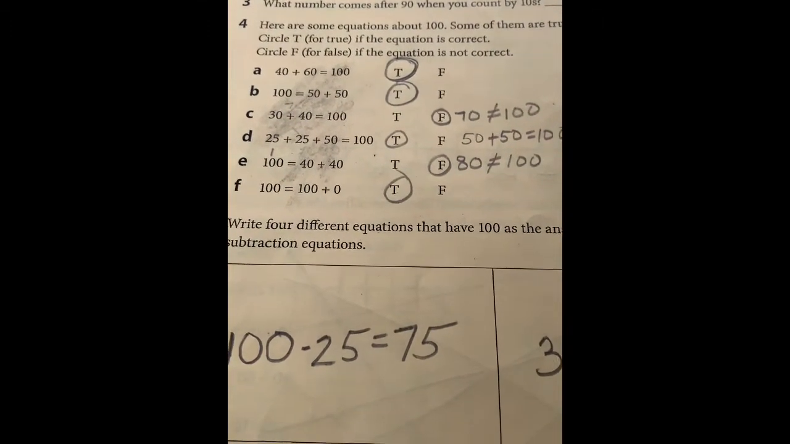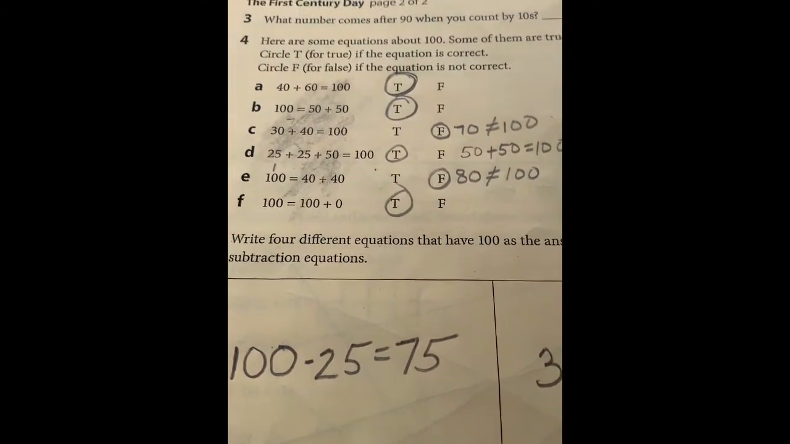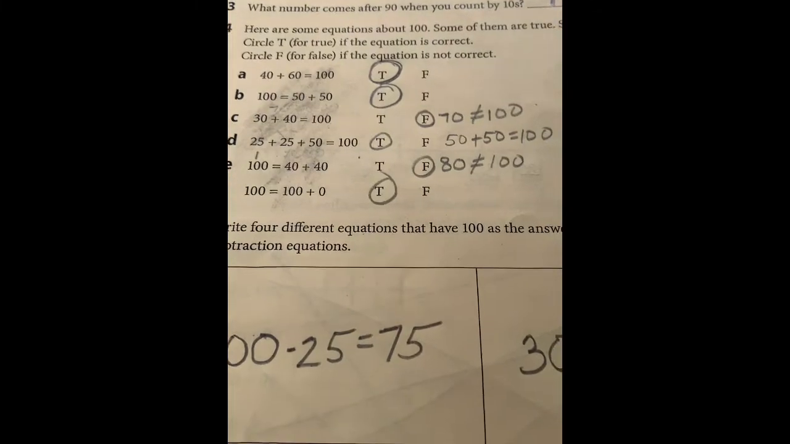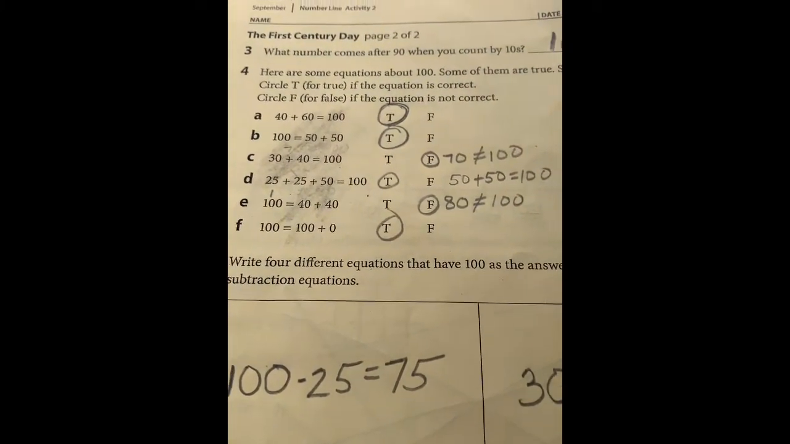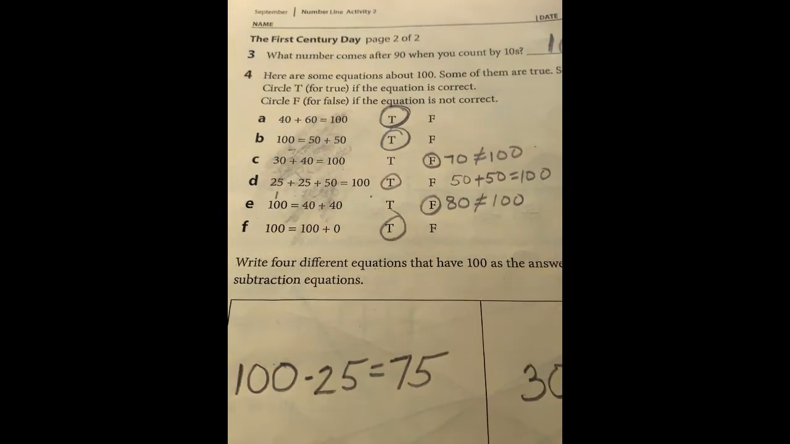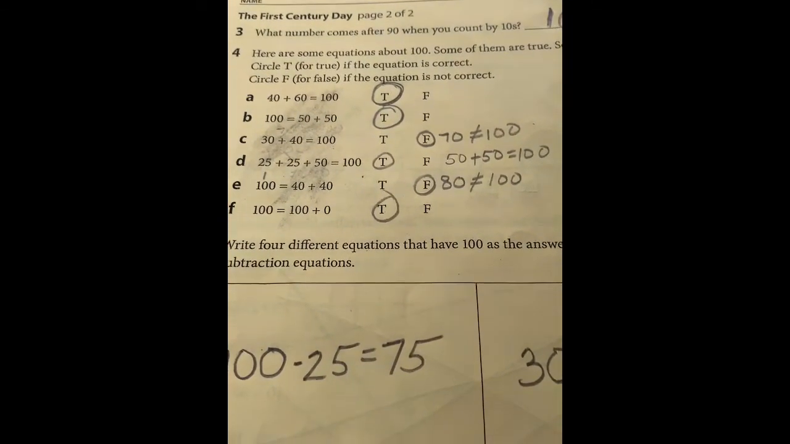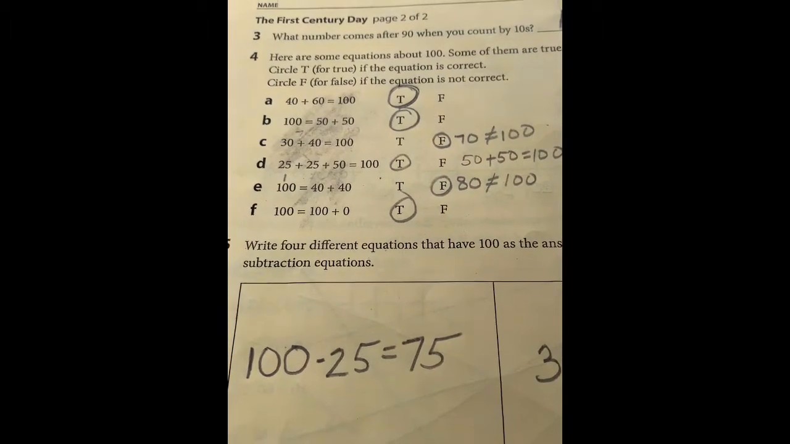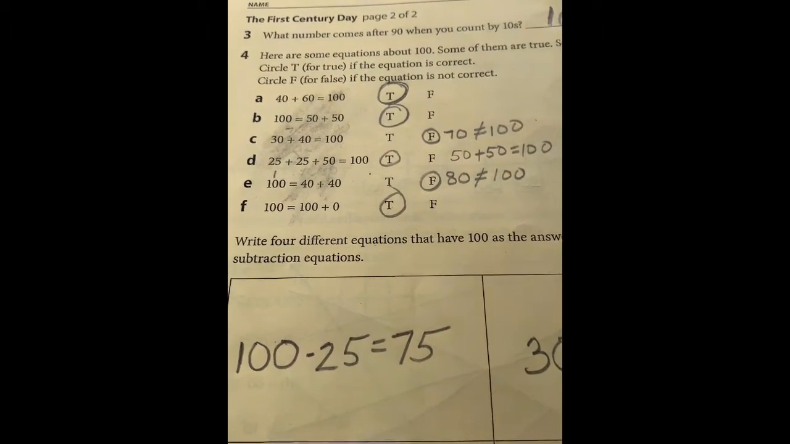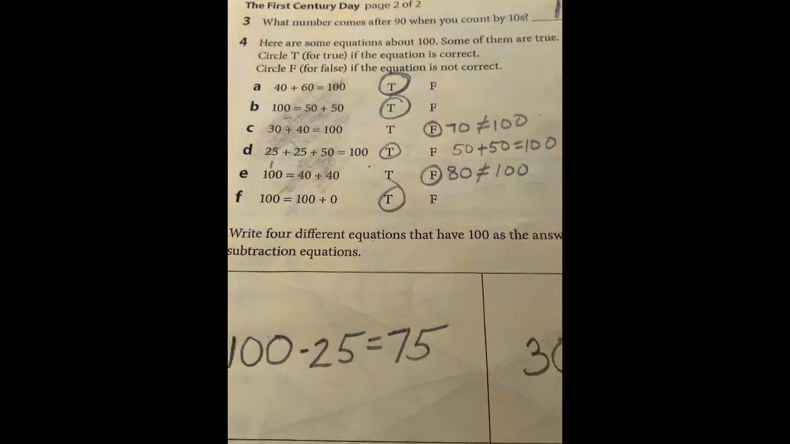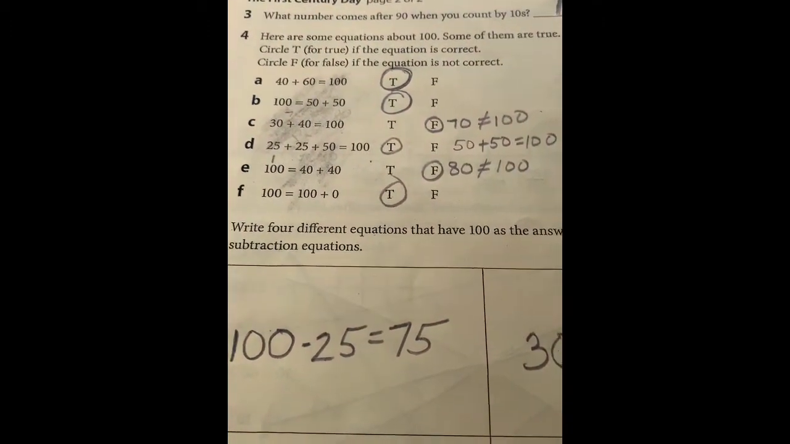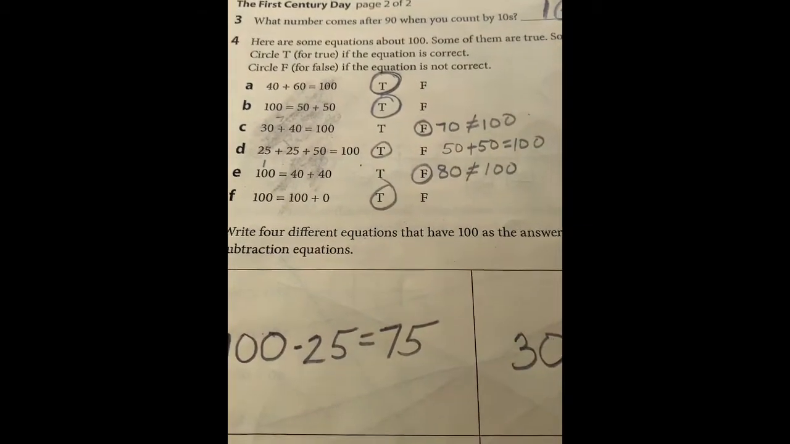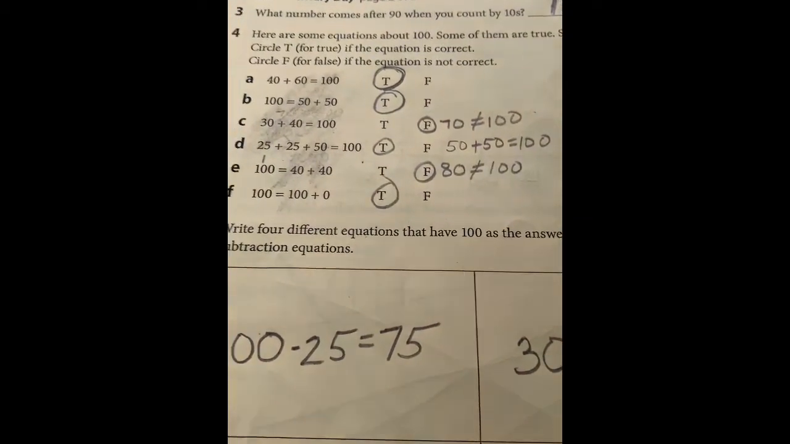So that is true. E says 100 equals 40 plus 40. Well, let's count on 4 more tens from 40. 40 to 50 to 60 to 70 to 80. 80 does not equal 100, so that is false. On F, it says 100 equals 100 plus 0. Well, that's our 0 rule. Adding 0 to any number equals that same number, so 100 equals 100 plus 0 is correct.